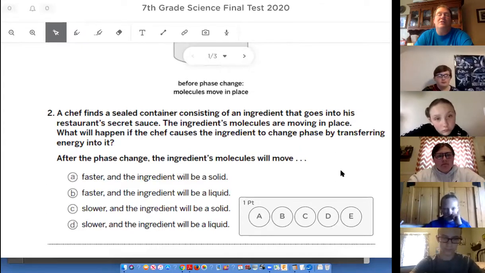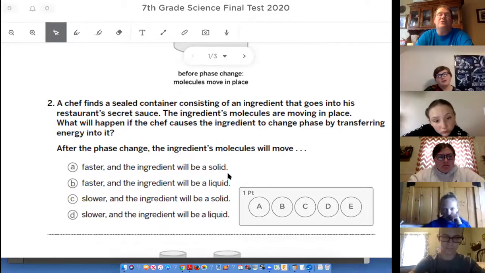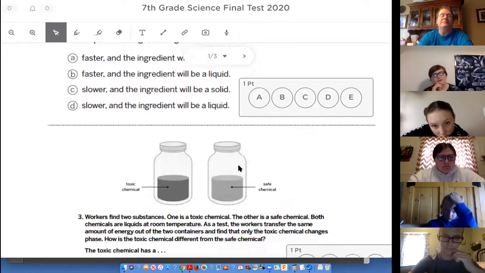After the phase change, the ingredient's molecules will move faster, and the ingredient will be a solid; faster and the ingredient will be a liquid; slower and the ingredient will be a solid; or slower and the ingredient will be a liquid. Remember, he's gaining energy. So it should rule out two of your choices right away.